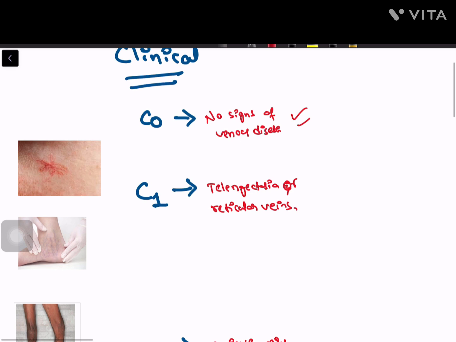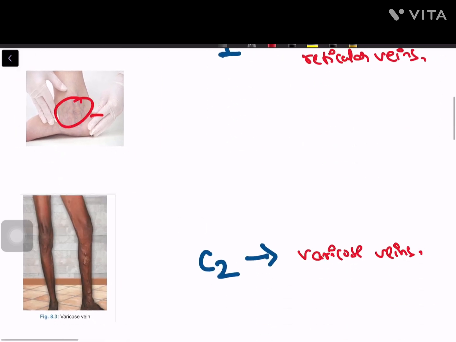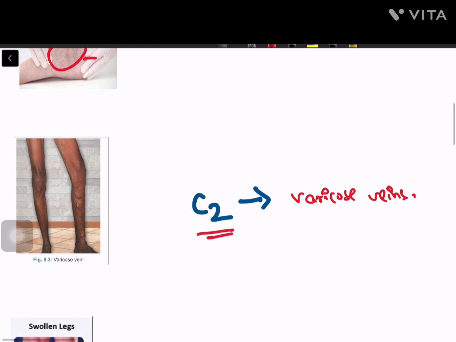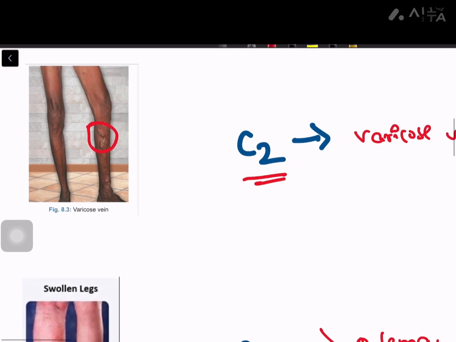C0 is no signs of venous disease. C1 is telangiectasia or reticular veins. This is telangiectasia and this is reticular veins. If you want to know about the reticular veins definition, see the previous video. Next is C2, varicose veins. You can see the dilated tortuous veins on the lower limb.